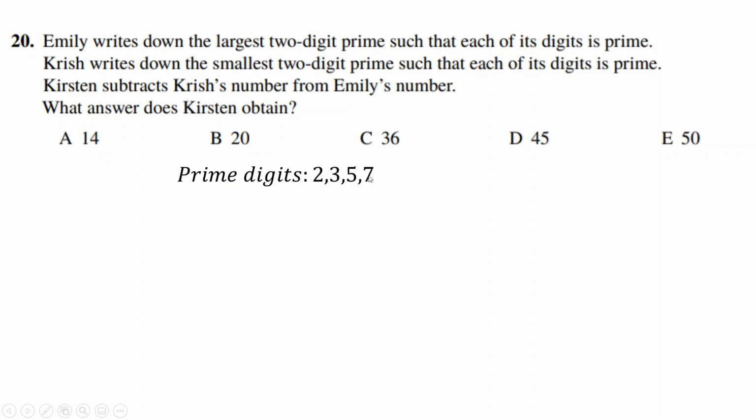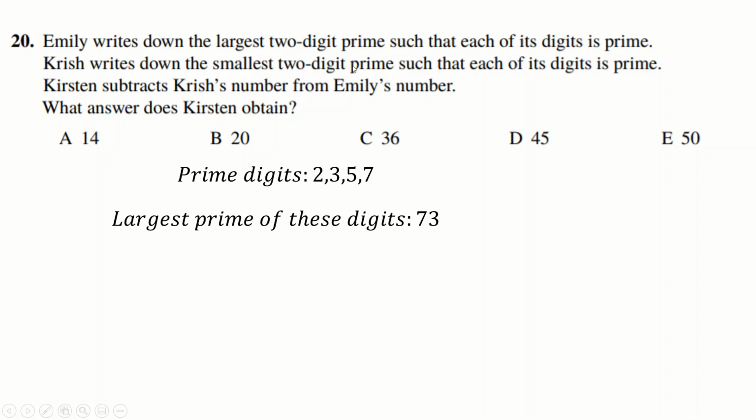Okay, so the largest one is going to start with a 7, clearly, because we've discussed before, largest numbers need biggest digits first. So 77 doesn't work, that's 7 times 11. 75 doesn't work because it ends in a 5. 73, I think 73 is prime, so 73 is probably the largest one I can do here.